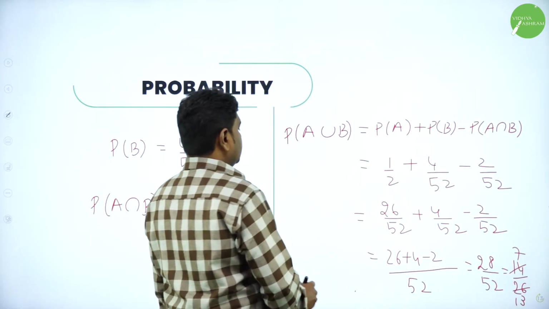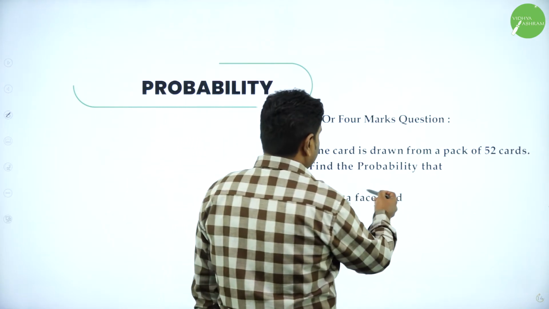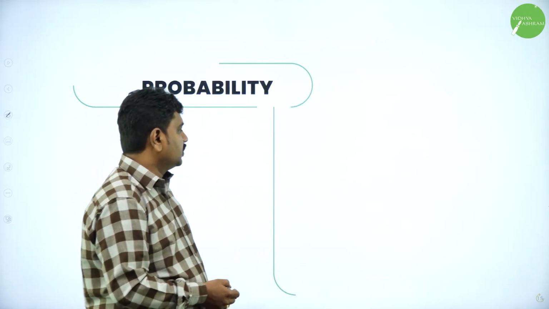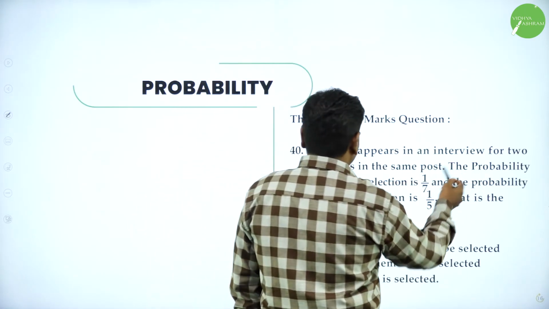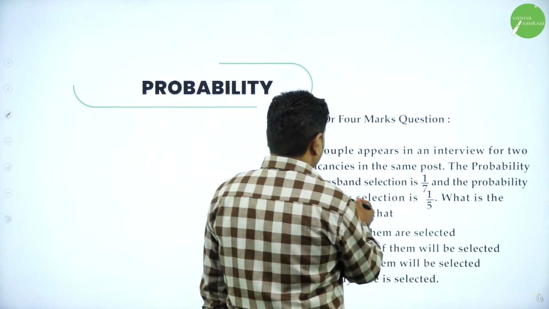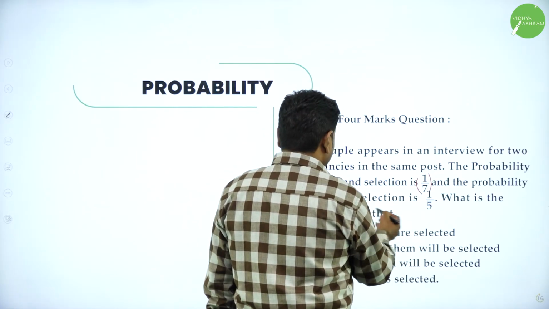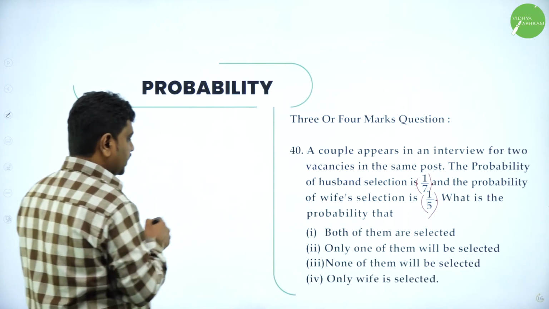So next, it is a face card. One card is drawn. What is the probability that it is a face card? Same, 4 out of 52. Then a couple appears in an interview for 2 vacancies. The probability that husband is selected is 1 by 7 and the probability that wife is selected is 1 by 5. What is the probability that both of them are selected?